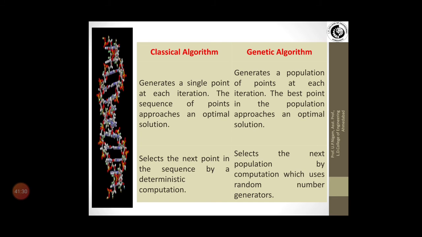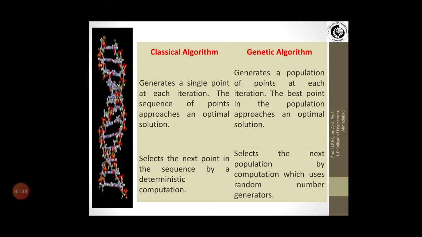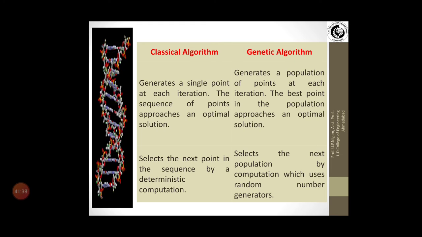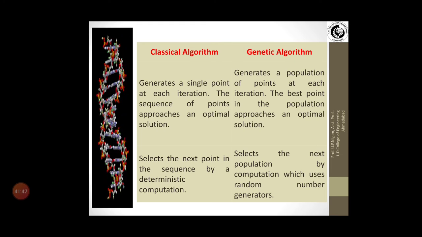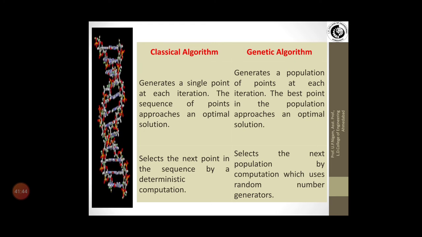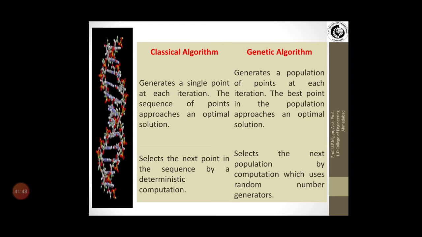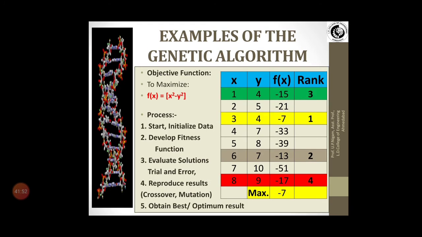The difference from the classical algorithm is that in the classical algorithm one point will be reached in a single iteration, but in the genetic algorithm the best point will be reached after some time. In the classical algorithm the next point will be selected based on a deterministic approach, simple formulas, but random generation and a probabilistic approach will be followed in the genetic algorithm.